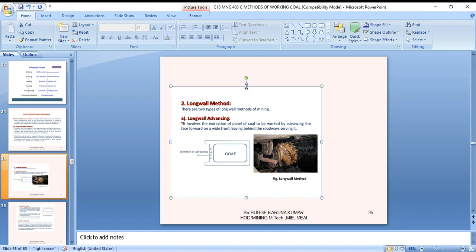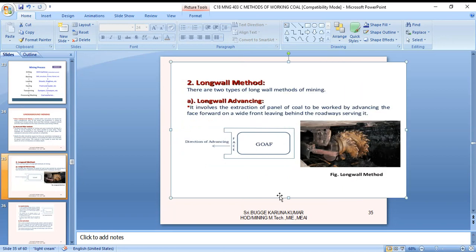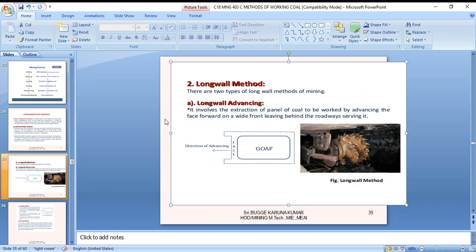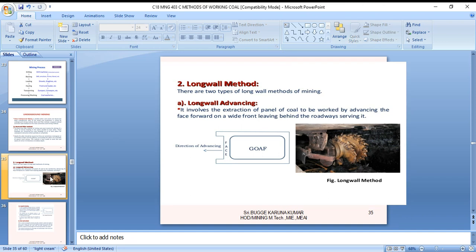There are other methods in underground coal mining as well, such as the longwall method. There are two types of longwall mining. Longwall advancing involves the extraction of the panel of coal by advancing the face forward on a wide front, leaving behind the roadway serving it. So this is the direction of advancing face in the longwall method.